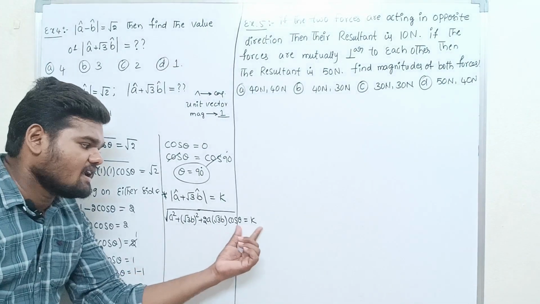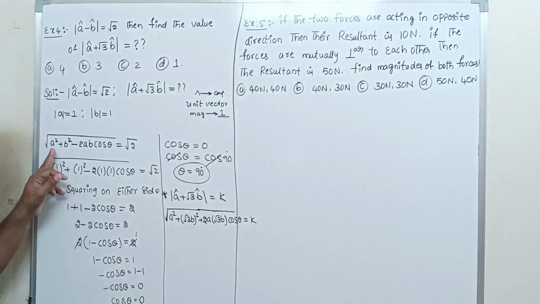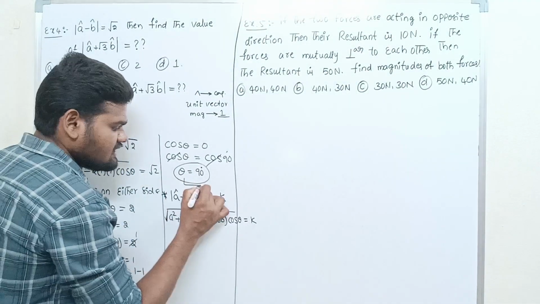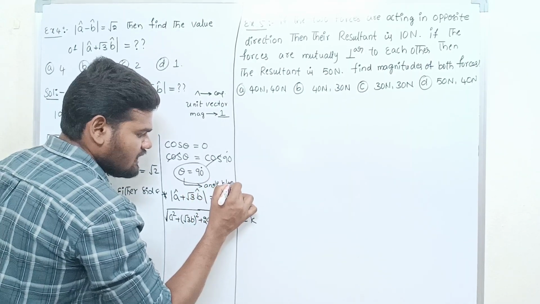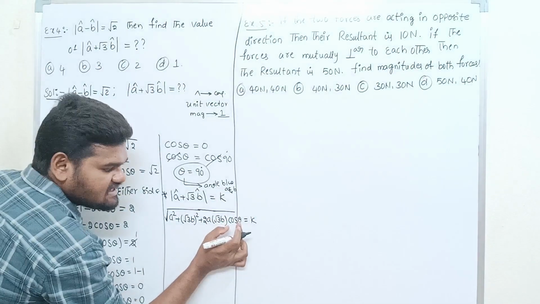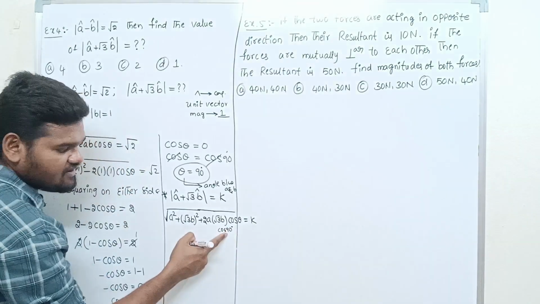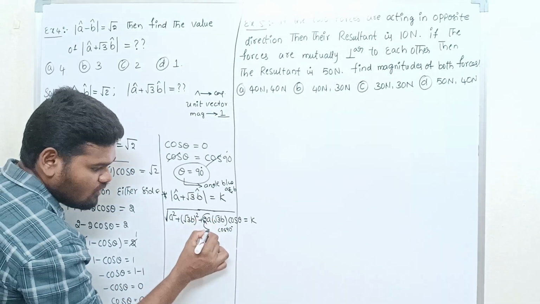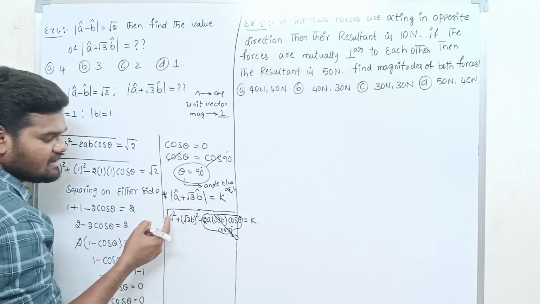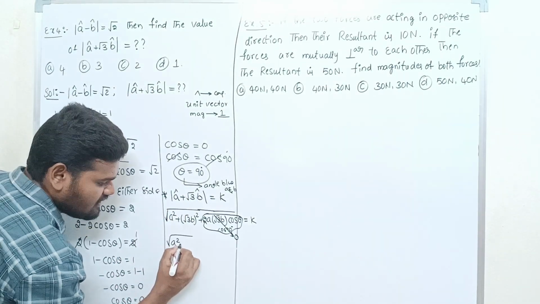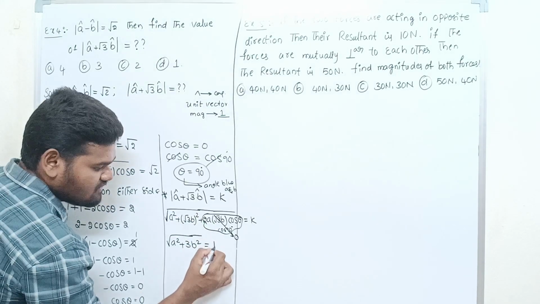Just square on either side, and have a look. What is theta here? Theta is the angle between A and B. So theta is equal to 90 degrees. If we substitute theta equal to 90 degrees here, cos 90 value is 0, and 0 into something is 0, so this overall term becomes 0. Finally we got A square plus root 3 whole square, which becomes 3 B square, and this term is 0, equal to k.